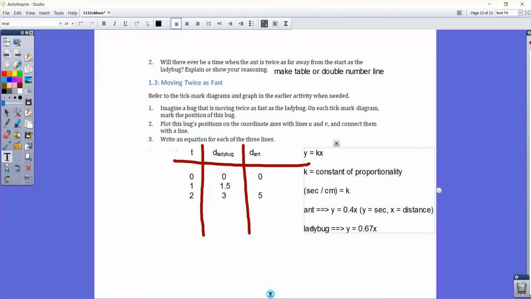Okay. Now, for the third bug, which you can call whatever you want, if it's traveling twice as fast as the ladybug, then what is that distance going to be? Seconds per centimeter again, okay? Twice the distance of the ladybug, which is 3, so 6 centimeters. That means 6 centimeters in 2 seconds. 2 seconds per 6 centimeters is 1/3. So the equation there would be y equals 0.33x if you like decimals, okay? There's nothing wrong with writing y equals 1/3 x as well. Either of those would be fine.